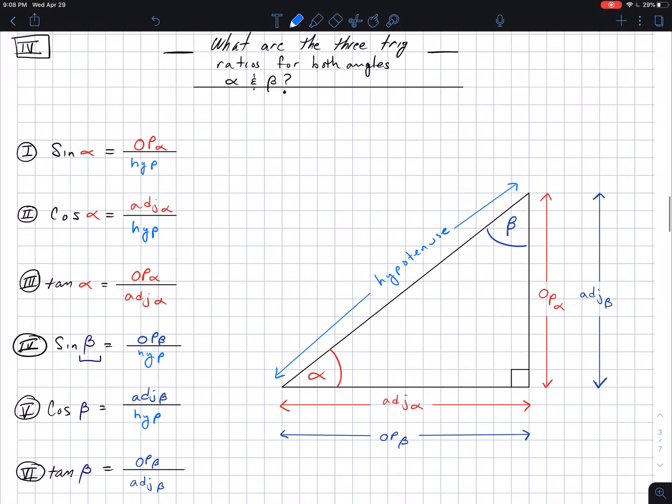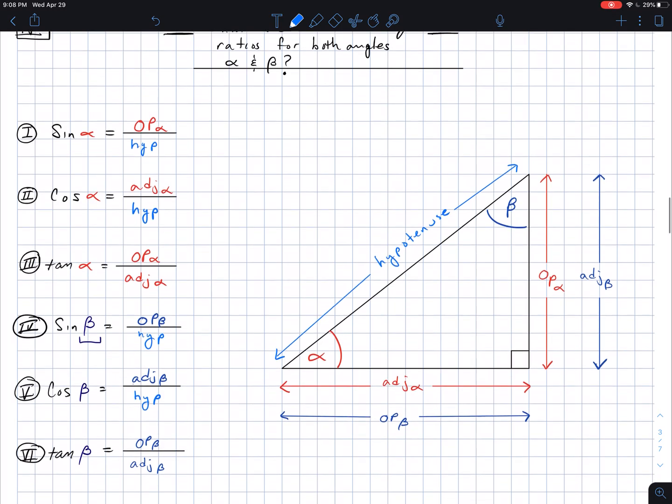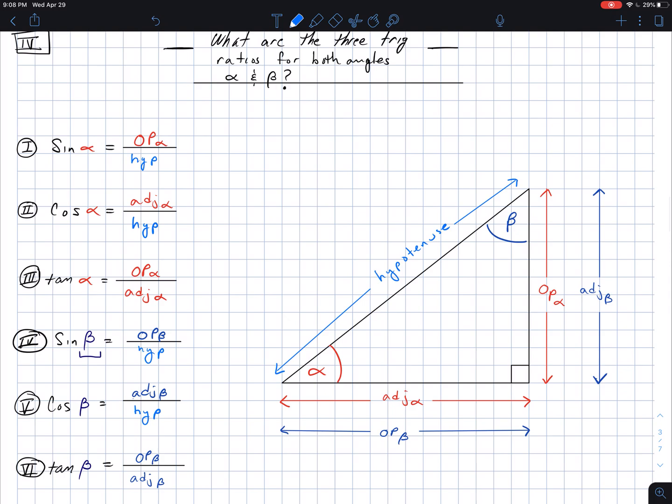This tells us everything we need to know about how to find a specific side or a relationship or ratio for the given trigonometric function like sine, cosine, or tangent. This right here is basically your overview, simplified as much as possible.